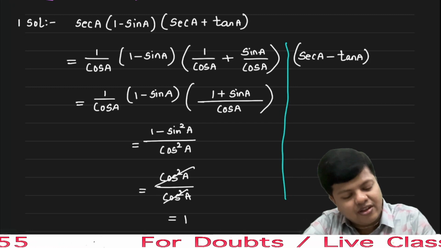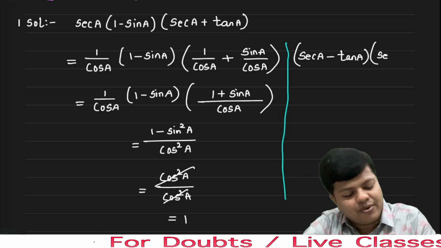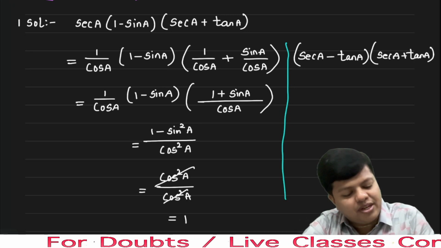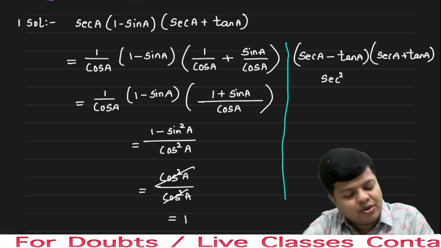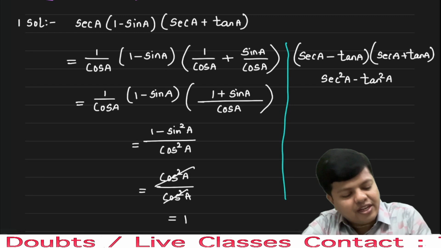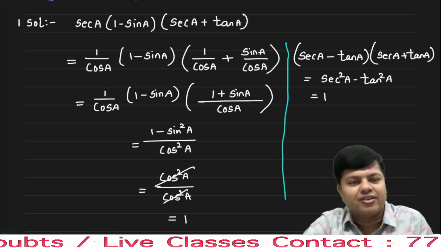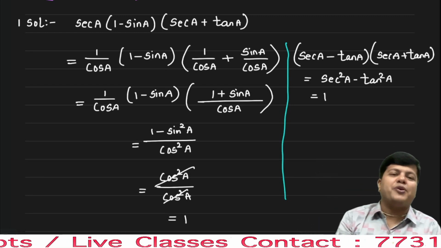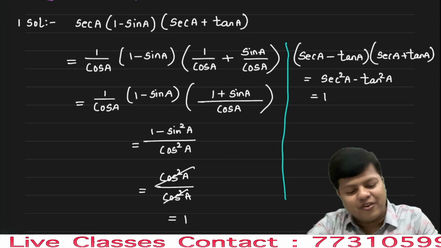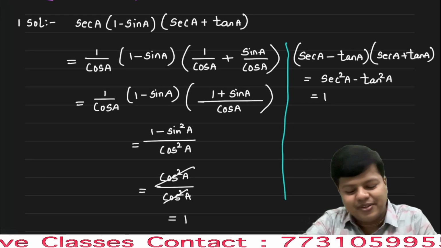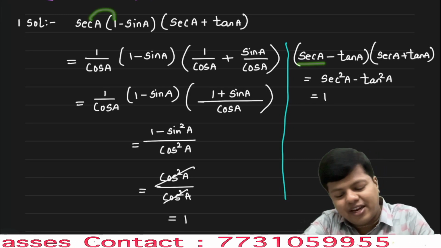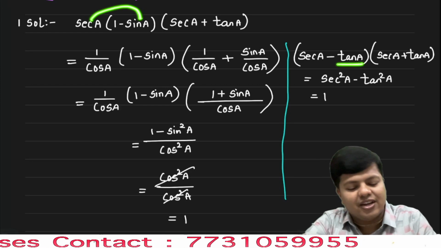Next, secant A plus tan A. A plus B into A minus B is A square minus B square, so secant square A minus tan square A, and secant square A minus tan square A is 1. So this way also you can do, a very small way, and you got the answer as 1. Now how did we do it? Did you get it? Secant A we multiplied with 1, you got secant A, and secant A into sin A is tan A. How, sir?